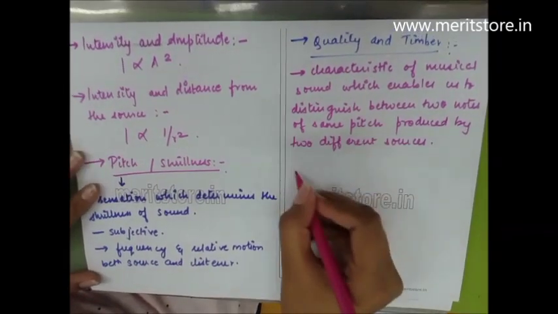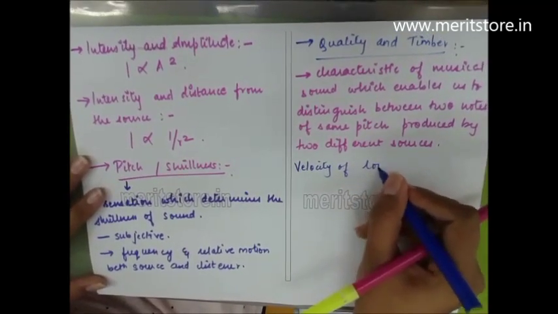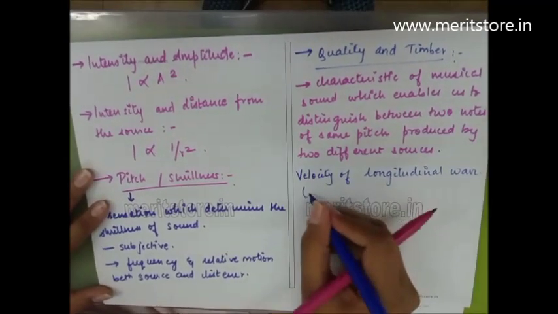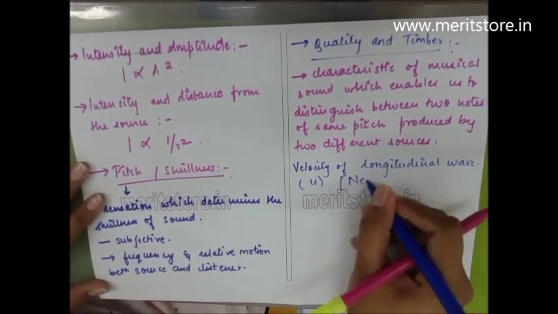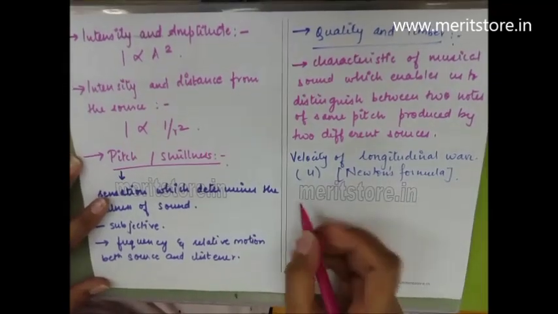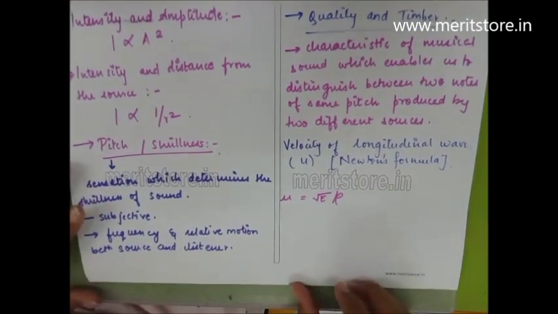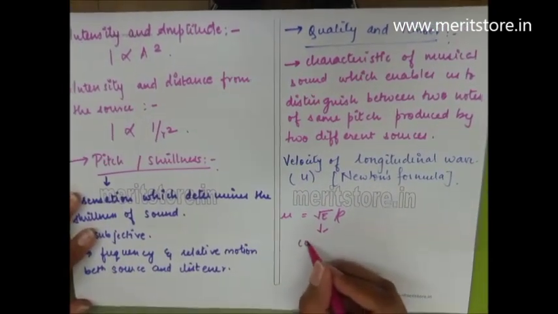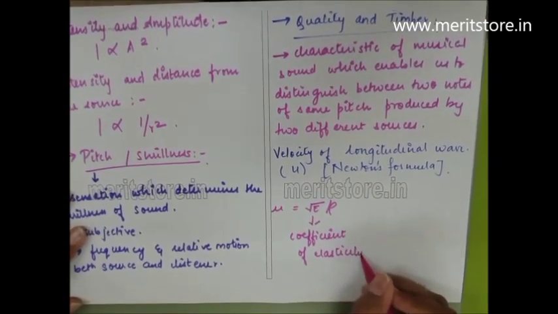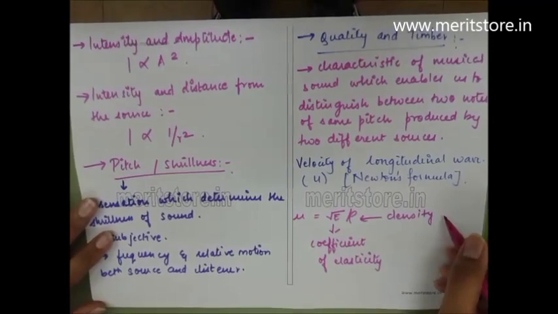Now, moving on to the velocity of longitudinal wave, denoted by U. We can also say it as Newton's formula. The relation is given as U is equal to square root of E divided by rho. Here E is the coefficient of elasticity and rho is the density of a particular medium taken into the consideration.